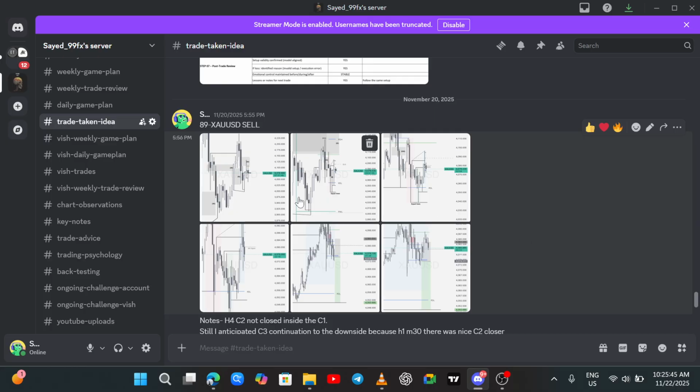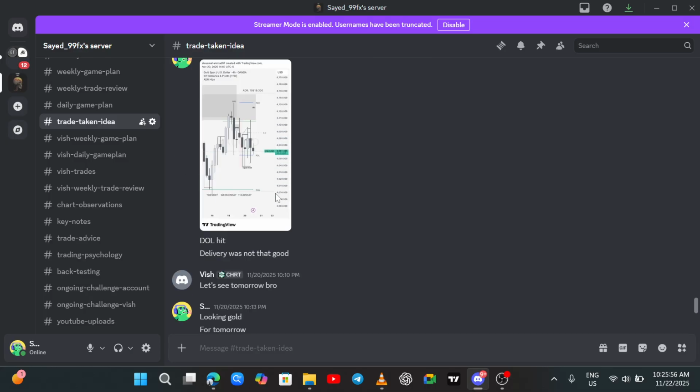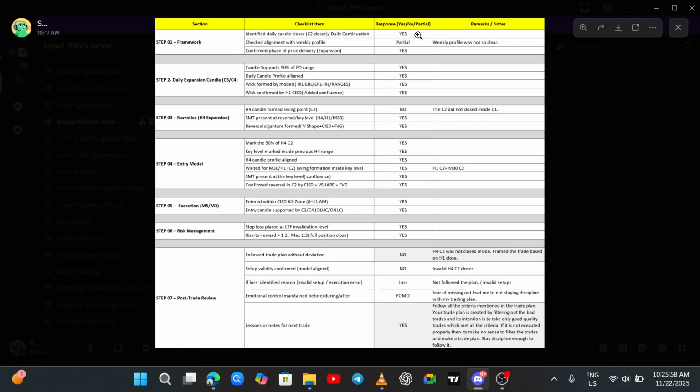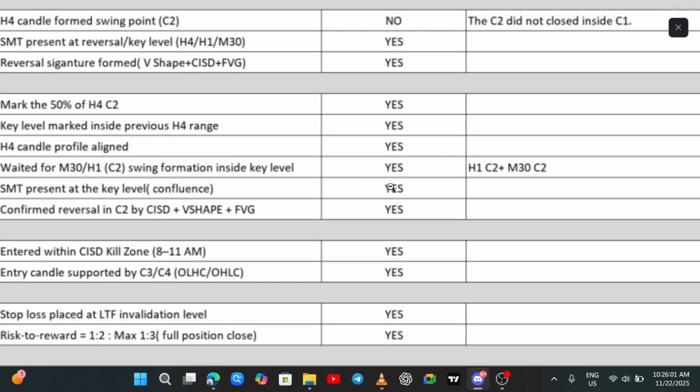It was an invalid trade, but somehow I took it, and I'll show the narrative behind why I took it, and also that it didn't meet my plan. All the criteria was met, but this is the major criteria.